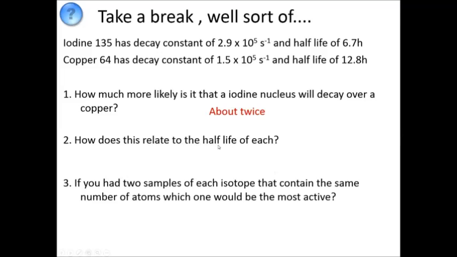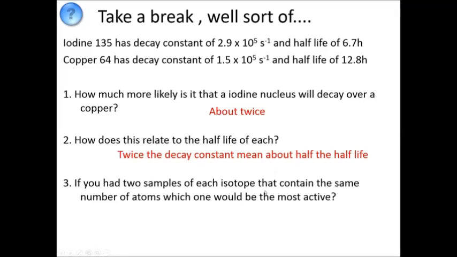And how does this relate to the half-life? Well, look, if the iodine is twice as likely to decay, then its half-life is about half of this, because if you wait a particular amount of time, you're going to have more decay with iodine, so therefore the half-life will be lower. So twice the decay constant means about half the half-life. So you can see that our half-life is totally linked in with the decay constant.